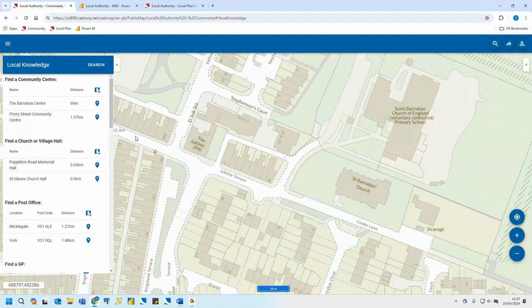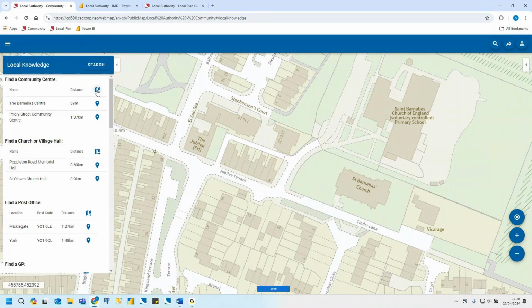Now, local knowledge in this example has been designed to tell me where my nearby amenities are. For example, it starts off by sharing some of our nearby community services. So, can you tell me where my nearest community centre is? The first result tells us it's the Barnabas Centre, 69 meters away.